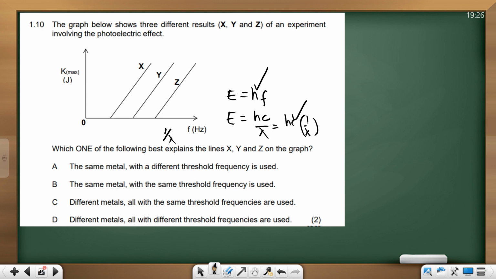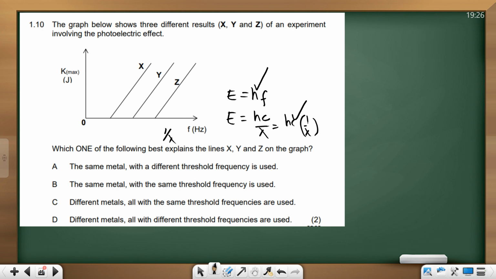So, the examiner will tell you, why are these lines constant? Because they all represent the same what? Gradient, which is Planck's constant. Which one of the following best explains the lines X, Y, and Z on the graph? Oh, the same metal. Okay, let's go back. We didn't read. The graph below shows 3 different results, X, Y, and Z, of an experiment.